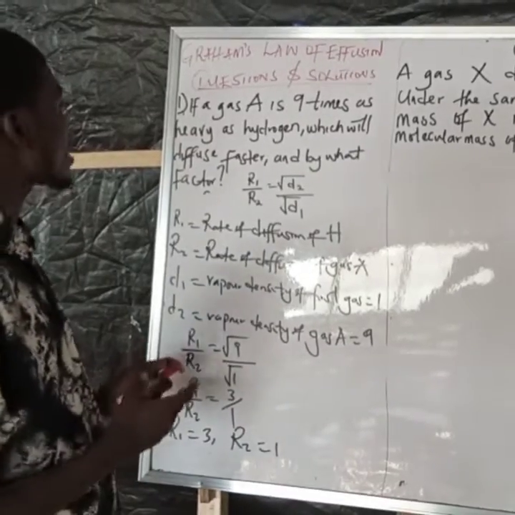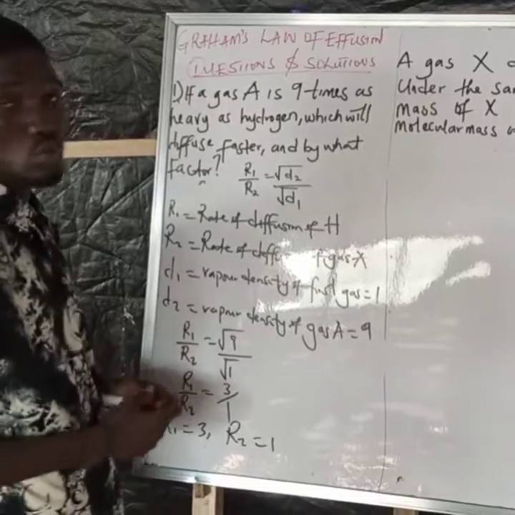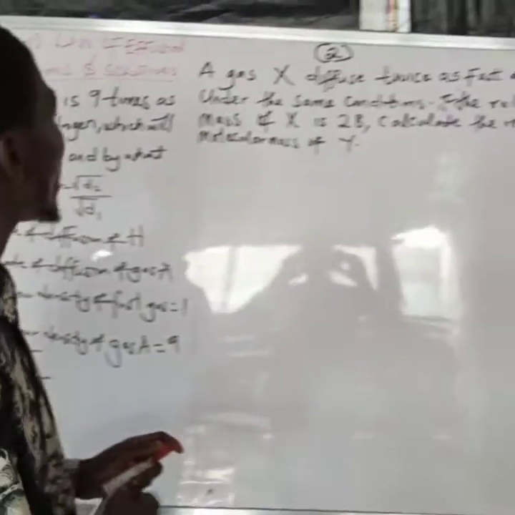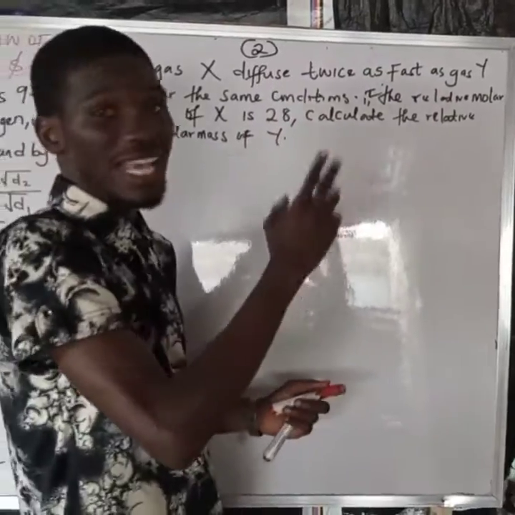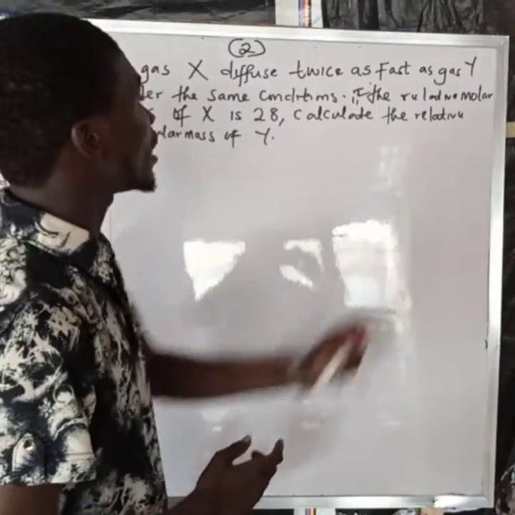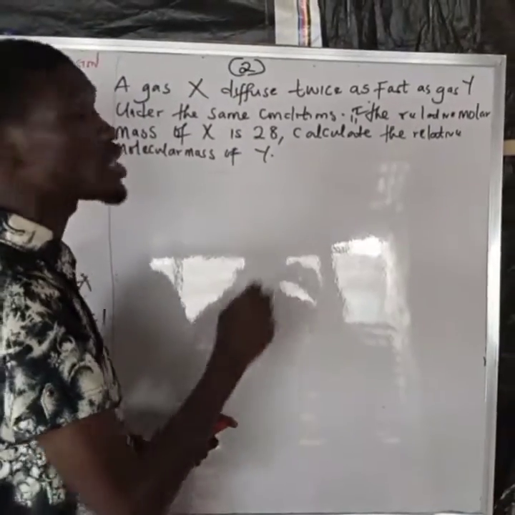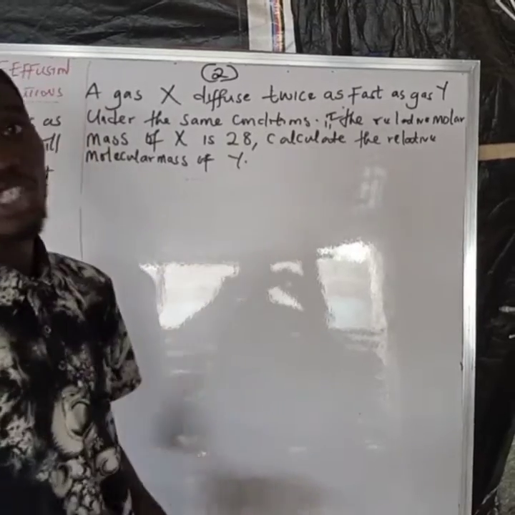For the JAMB and WAEC students, this should be of help to you. So let's move to the second question. A gas X diffuses twice as fast as gas Y under the same conditions. If the relative molar mass of X is 28, calculate the relative molecular mass of Y.